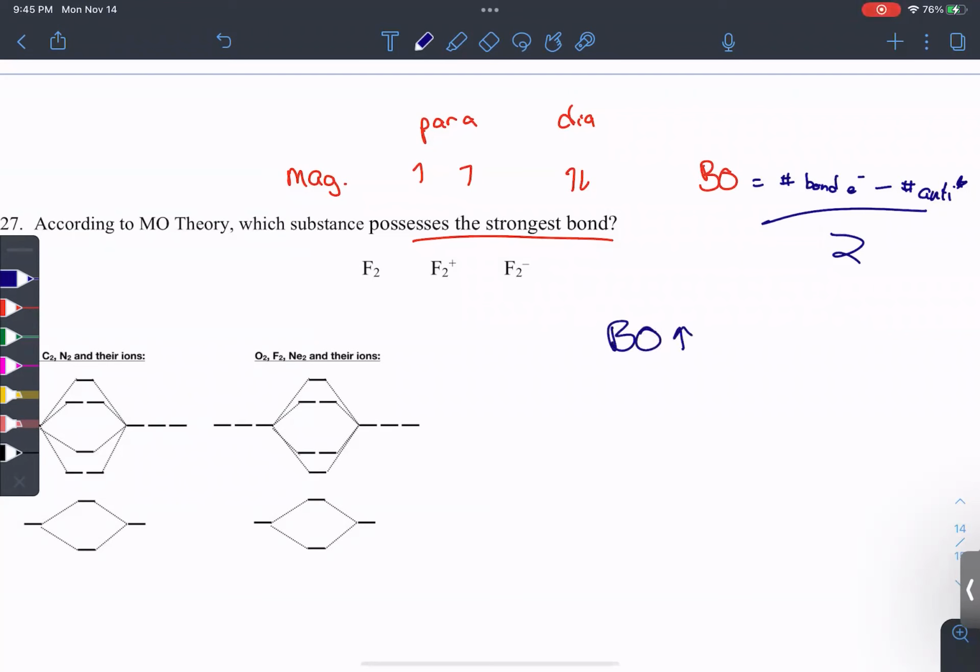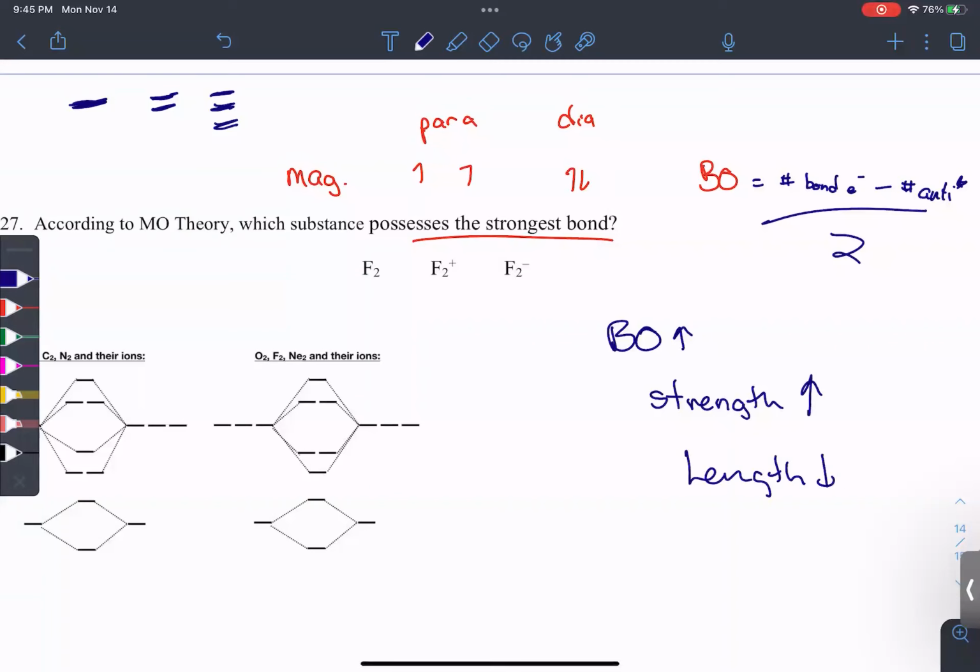So as bond order increases, how does strength trend? As bond order increases, think about it. Bond order, single bond, double bond, triple bond. Which bond is strongest? A triple bond. So as bond order increases, strength increases, but length decreases.